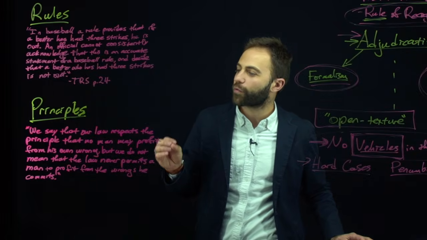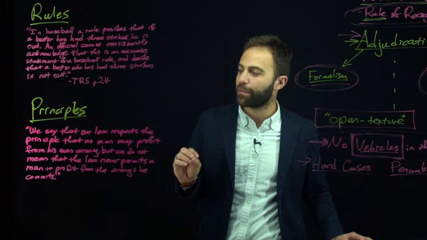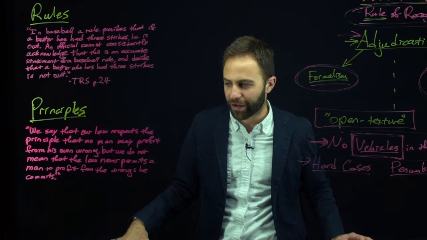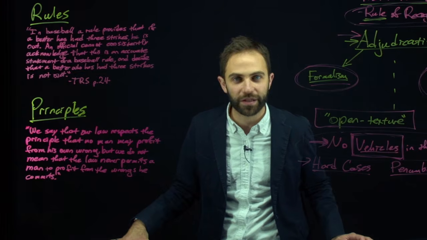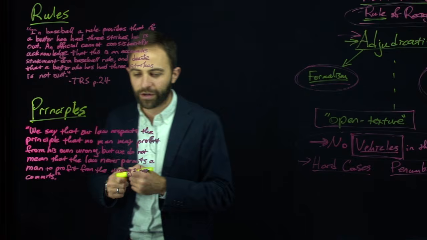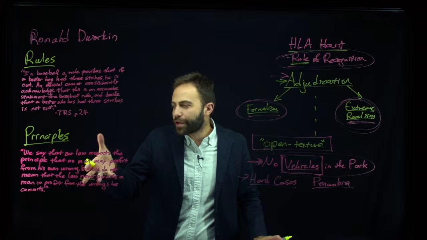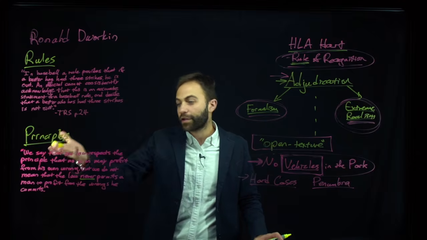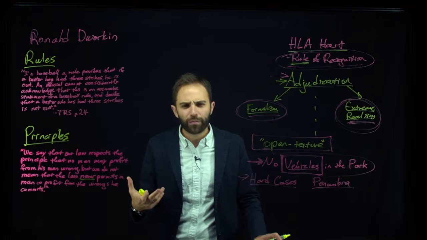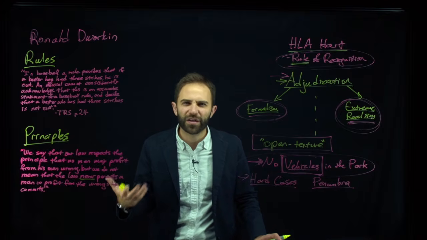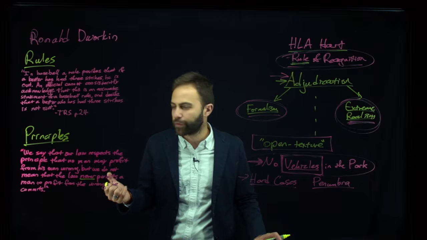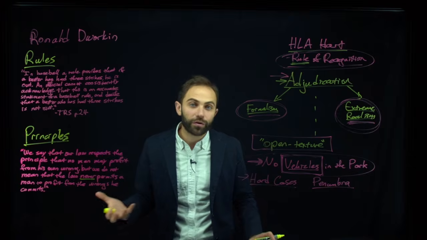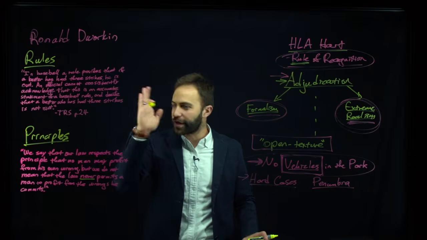We say that our law respects the principle that no man may profit from his own wrong, but we do not mean that the law never permits a man to profit from the wrongs he commits. The important or the crucial word here is never. The principle is a sort of underlying value of the legal system, that people shouldn't profit from bad things that they do, right? Or illegal things that they do. But this is just a sort of underlying, guiding, fundamental principle. It's not a rule that either applies or it doesn't, right?